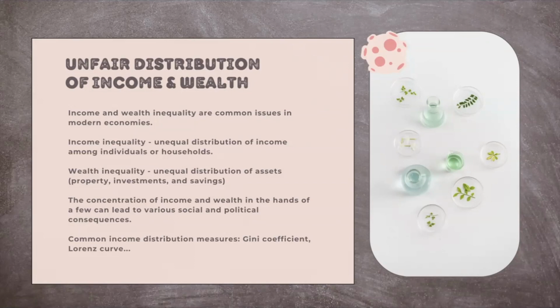The concentration of income and wealth in the hands of a few can lead to various social and political consequences. And a few common income distribution measures are the Gini coefficient and the Lorenz curve.